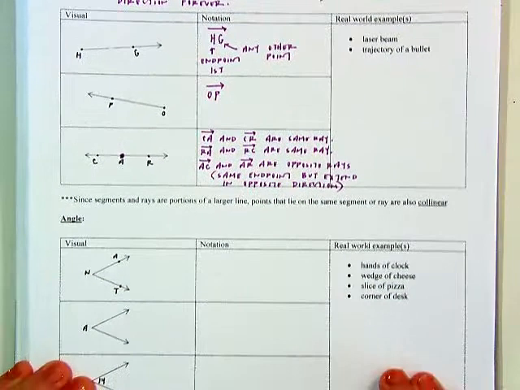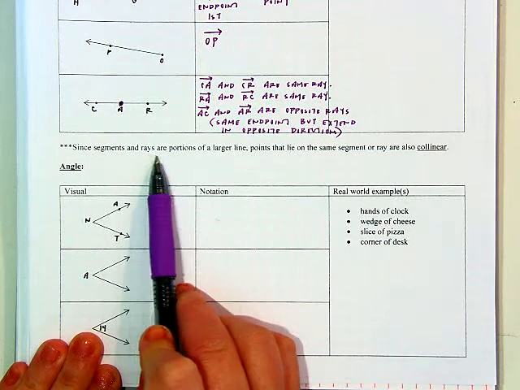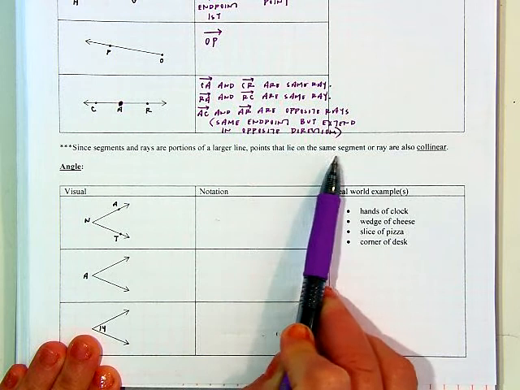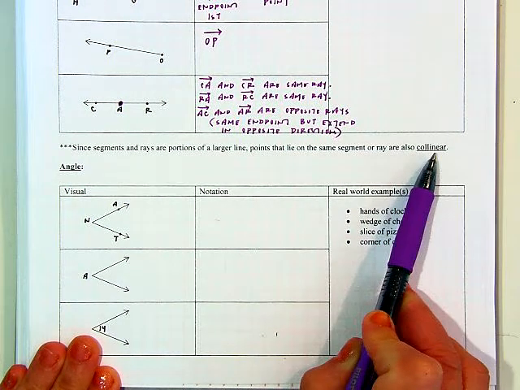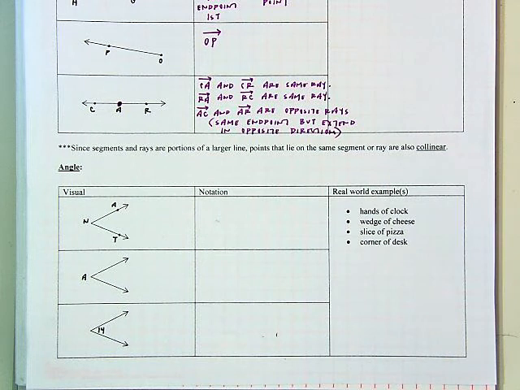All right, one little note I also tucked in here. Since segments and rays are portions of a larger line, points that lie on the same segment or ray are also collinear. So collinear points are on the same line. Anything that's a straight linear pathway, it could be a line, a ray, or a segment. Those are just portions of larger lines. Any points that are on the same ray, segment, or line are collinear.